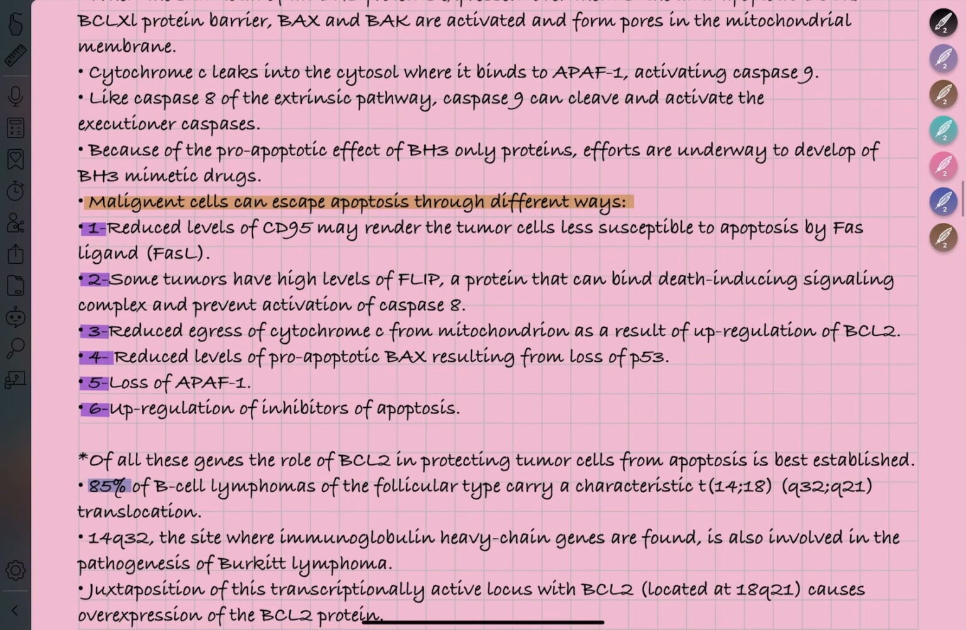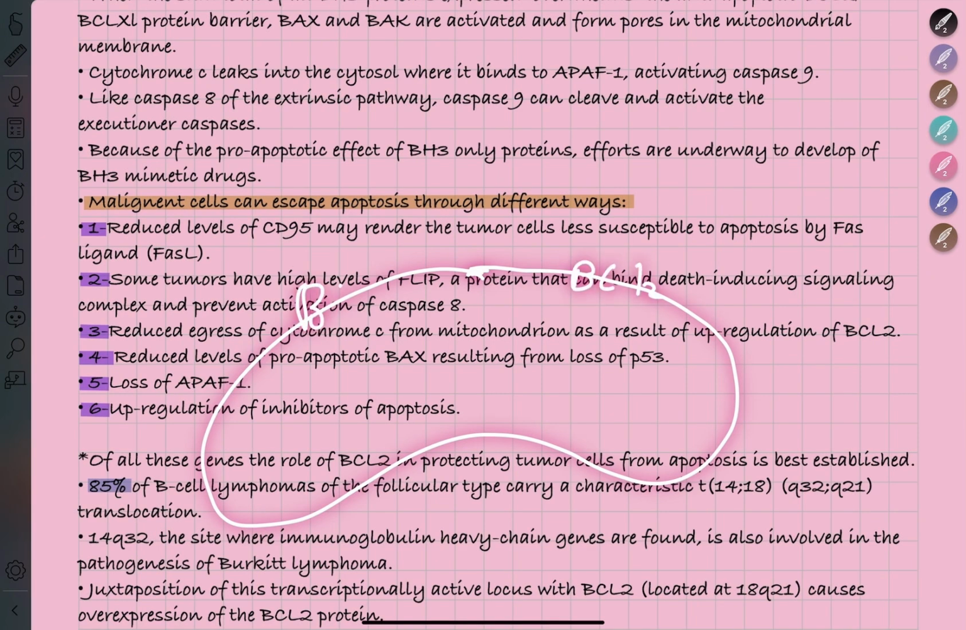Really simple. Reduced egress of cytochrome C from mitochondrion as a result of upregulation of BCL2. Here's the problem. The mitochondria in cancer cells have more BCL2 proteins than any normal cell. So basically you would need a much larger amount of BH3 family to do this regulation. That's why the cancerous cells are going to tend to survive longer, okay?